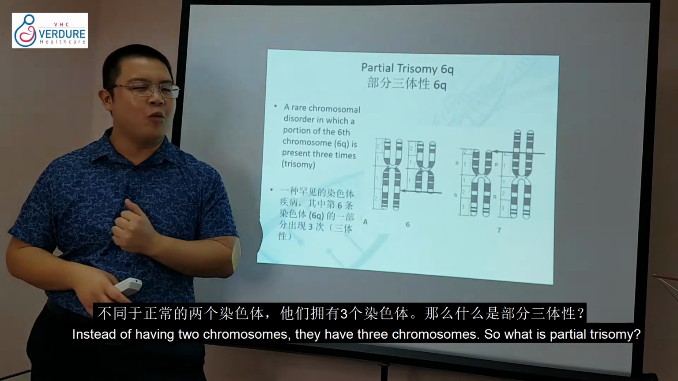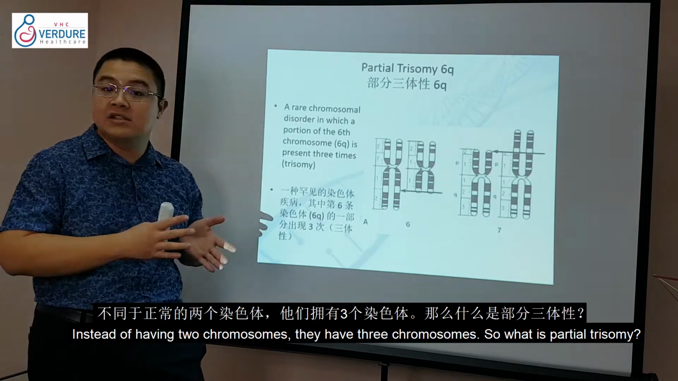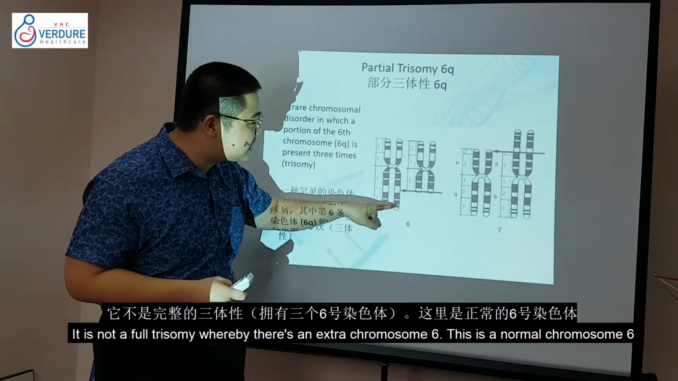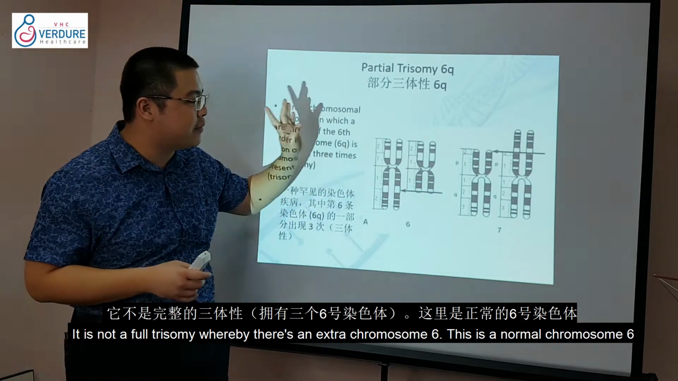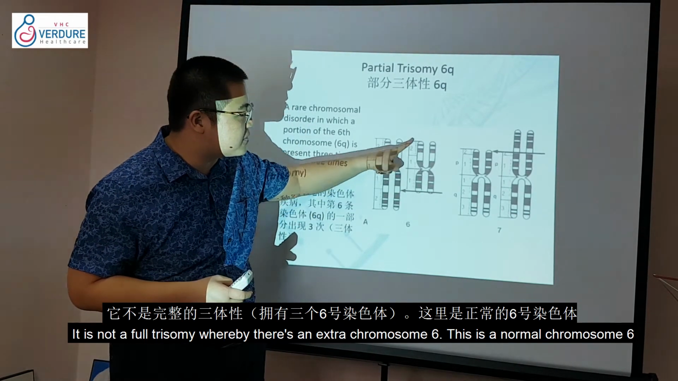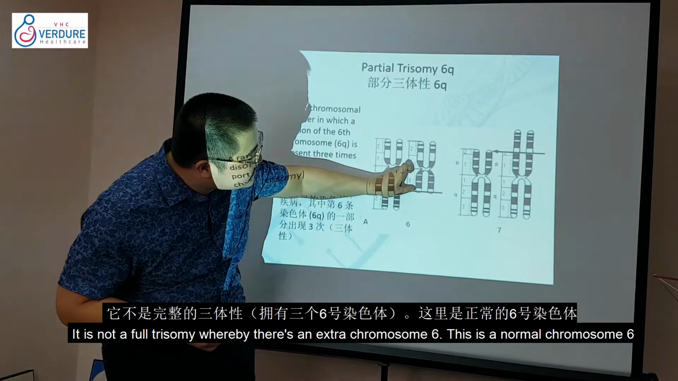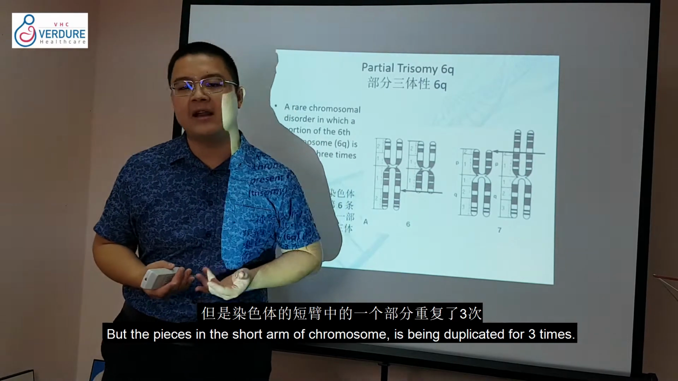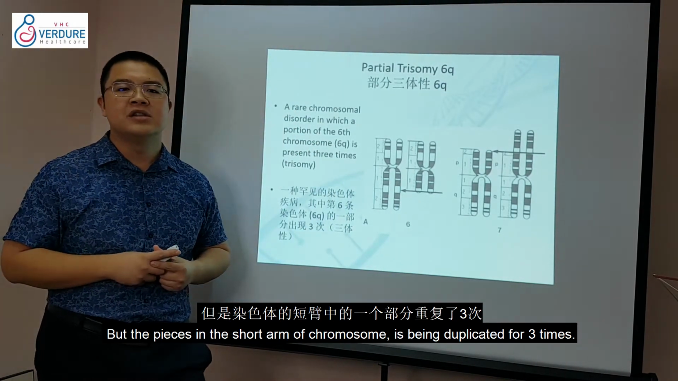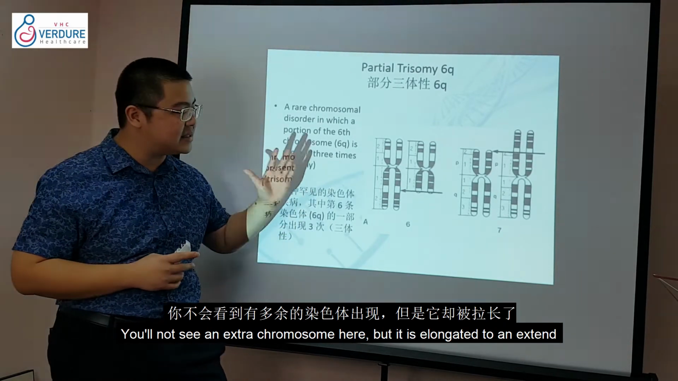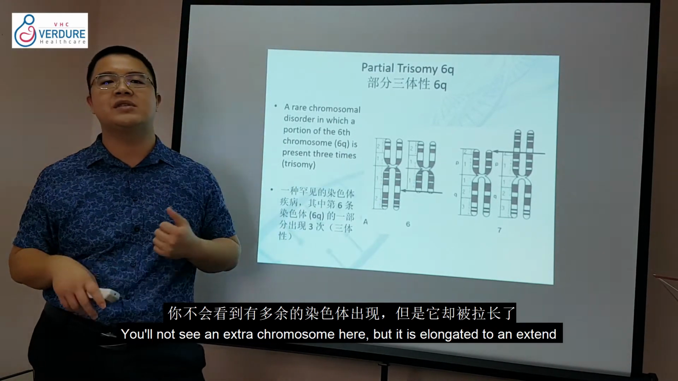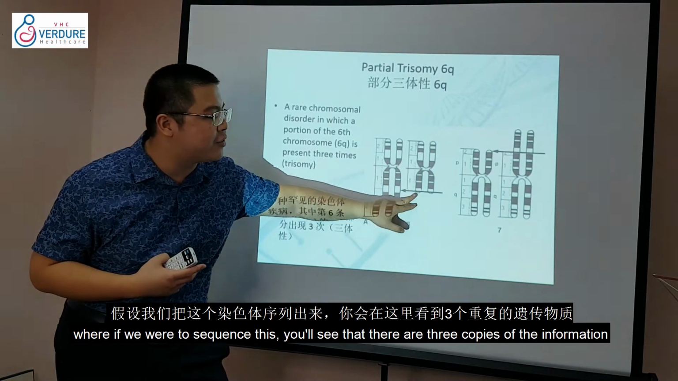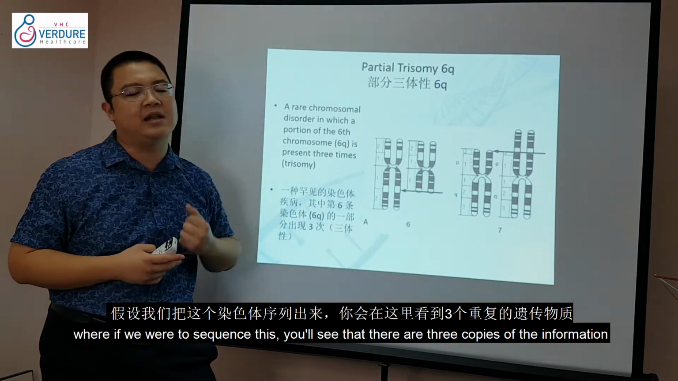So partial trisomy. What on earth is that? Okay, it is not full trisomy, whereby there's an extra chromosome 6, no. So this is the normal chromosome. Now the drawing is not very good, but here is chromosome 6, and the short arm of the chromosome gets duplicated 3 times. So you can't see an extra chromosome here, but instead this piece has been elongated to such an extent that if we were to sequence these data out, you will see that there are 3 copies of this particular information.